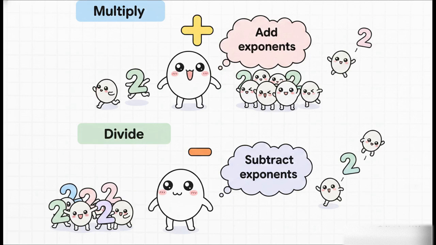I mean, think about it logically for a second. If you have 2 to the third power, which is just 3 2's multiplying together, and you multiply that by 2 to the second power, which is 2 more 2's, how many 2's do you have lined up in total? 5 of them. So instead of writing it all out every time, you just add the exponents. 3 plus 2 equals 5. And if you're dividing, you're essentially just canceling them out, so you subtract the exponents. It is simple, it's logical, and it's a massive time saver.